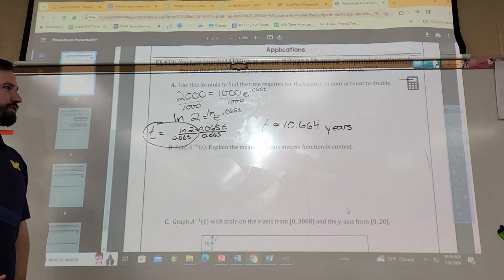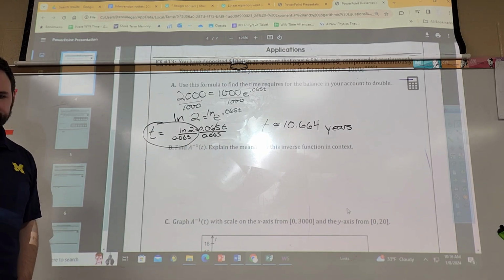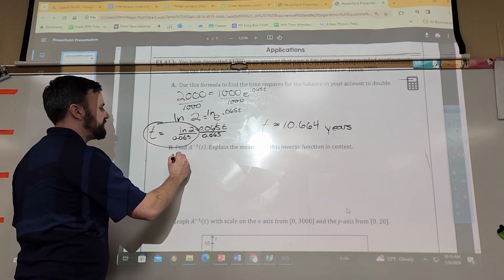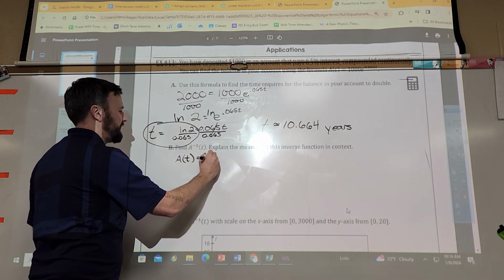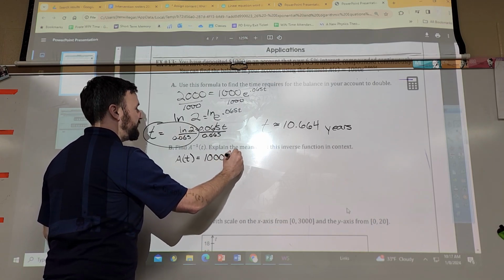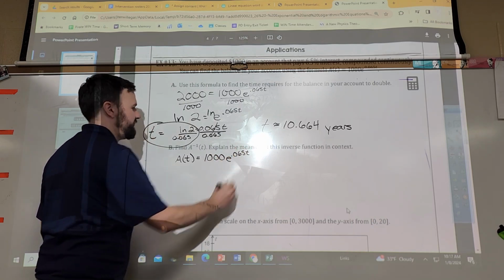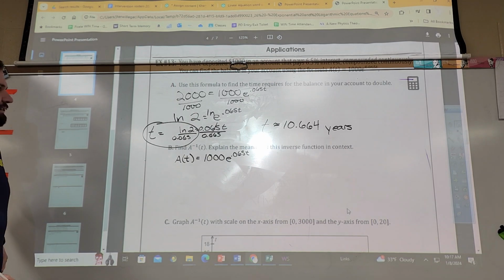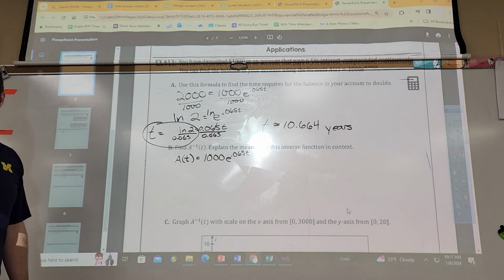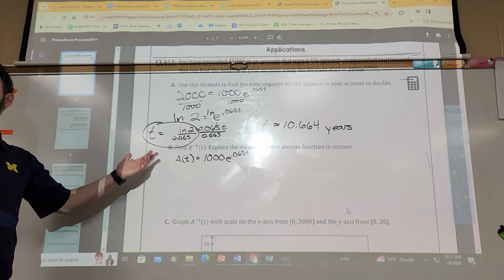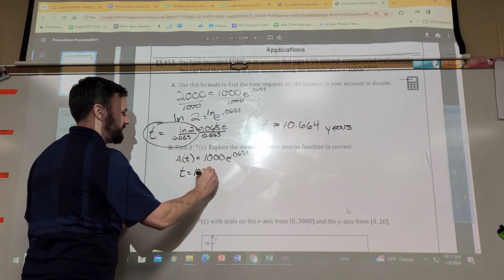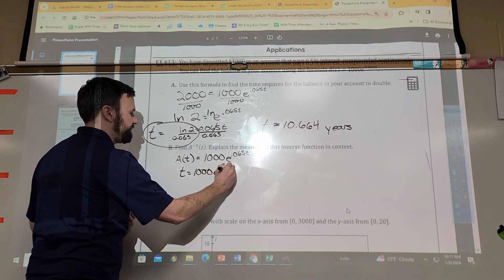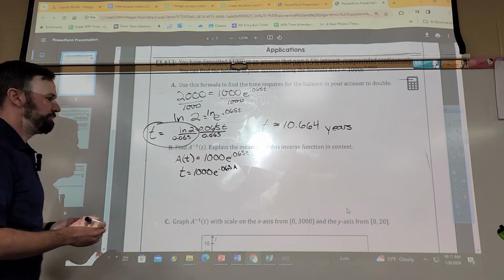How can I find the inverse? So my original equation is A of t equals 1,000 e to the 0.065 t, right? Do y'all agree on that? Do you want to write this in terms of x and y? Is that beneficial, or can I leave it as t? And I can use A and t, right? So I can say then t equals 1,000 e to the 0.065 A amount, right?